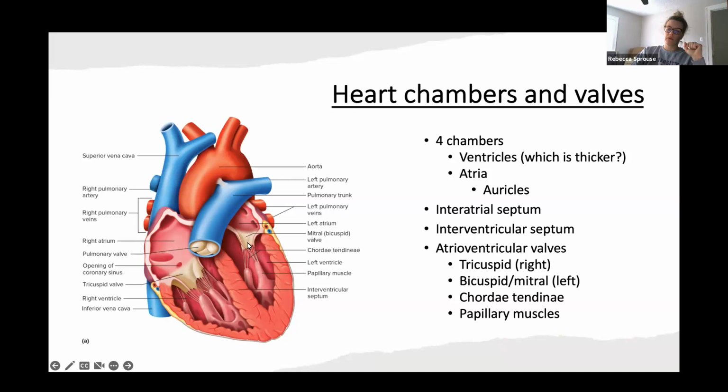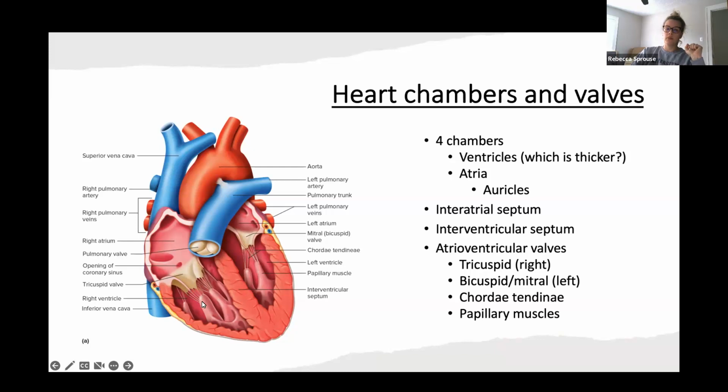The flaps or the cusps of these valves are tethered by these little strings here. So you can kind of see these strings. These are connective tissue, kind of like tendons. Those are called chordae tendineae. And the chordae tendineae are attached to these little projections. These are muscular projections. These are called papillary muscles. Okay, so each cusp of each valve has chordae tendineae that anchors that cusp to a papillary muscle.